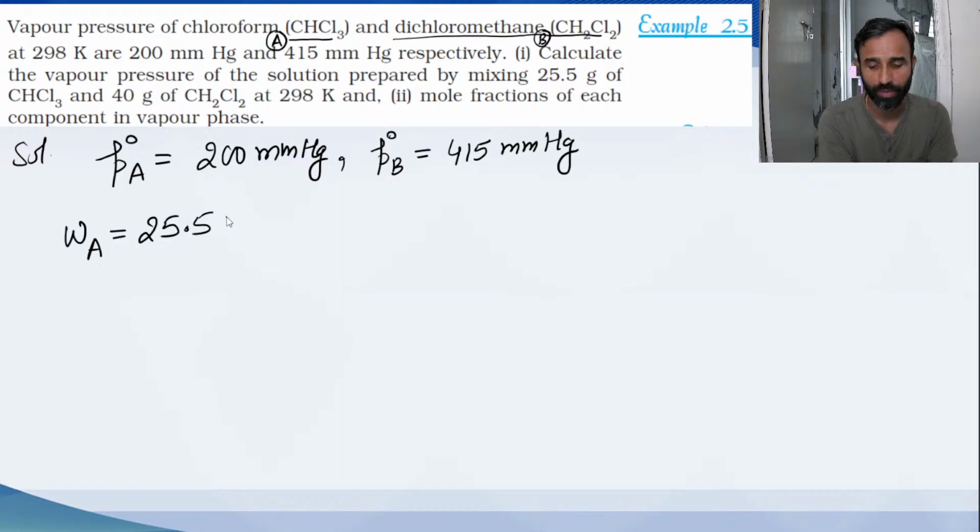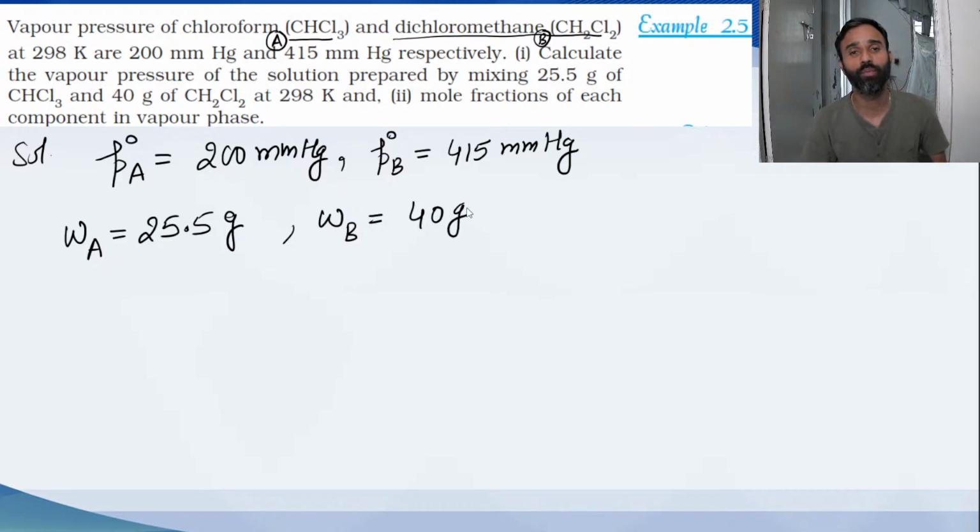To calculate the vapor pressure of the solution prepared by mixing 25.5 gram of chloroform and 40 gram of dichloromethane at 298 Kelvin. So first we have to calculate vapor pressure of the solution, and second, mole fraction of each component in the vapor phase. So let us write first the formula used.